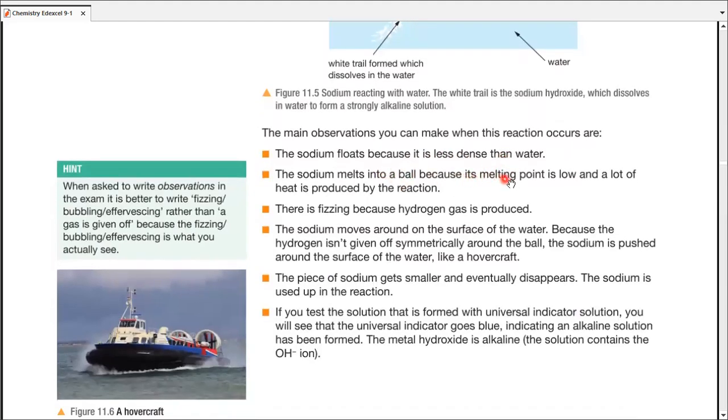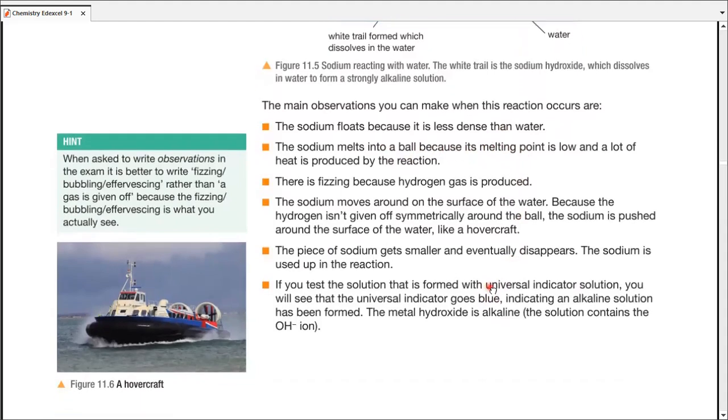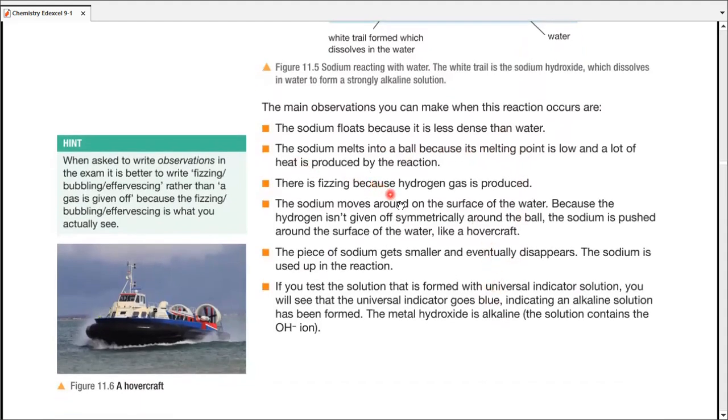It melts into a ball because the melting point is too low, and definitely this reaction produces a lot of heat, something that I've already mentioned. Now this is fizzing because they give off gas. When you give off gas, the sound that you produce is fizzing, the same sound that is produced whenever you open up a cold drink or a soft drink bottle. We use the word fizz, you may use the word bubbling, you may use the word effervescence.